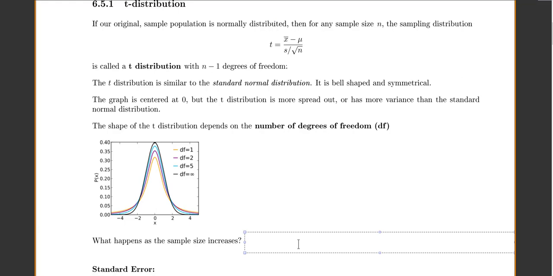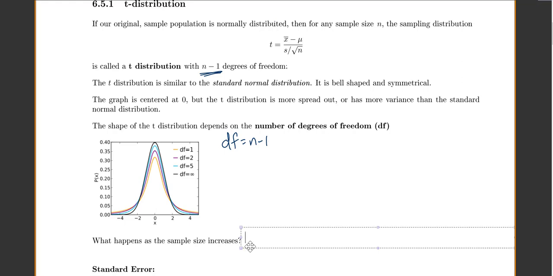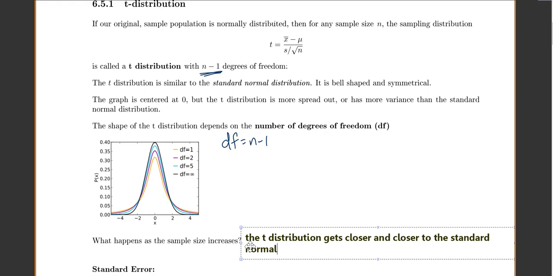Notice what happens as our sample size increases. Here our t-distribution has n minus 1 degrees of freedom. So degrees of freedom equals n minus 1. So as n gets bigger, our degrees of freedom get bigger. So as our sample size increases, the t-distribution gets closer and closer to the standard normal z distribution.